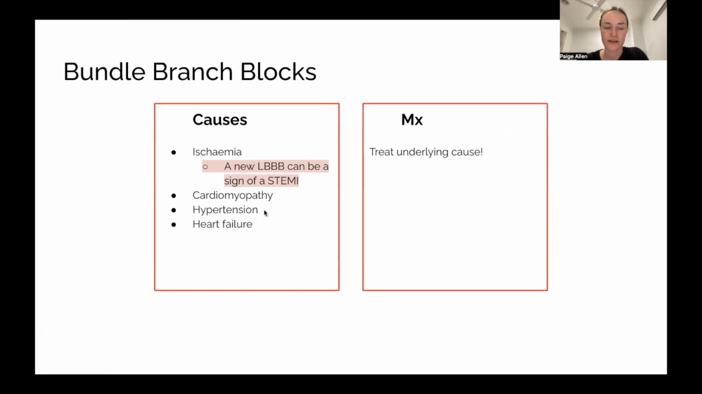In terms of the other things, basically anything that causes a structural change to the heart could cause changes to the electrical conduction. So like cardiomyopathy, hypertension then causes your hypertrophy, heart failure can cause your dilation. Those sorts of things can all be contributors. And the management is just to treat the underlying cause.